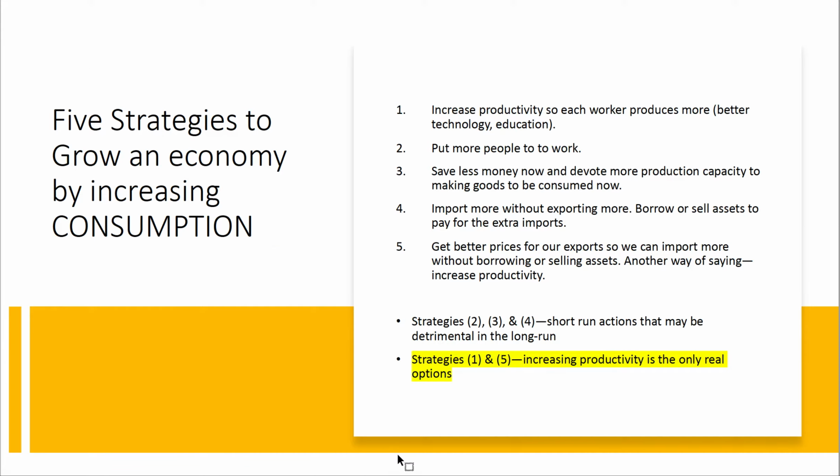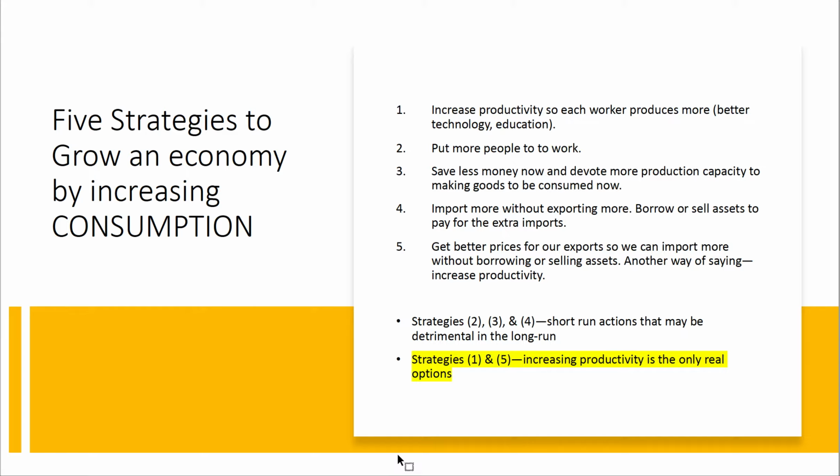Okay, so five strategies to grow an economy by increasing consumption. One, you increase productivity, so everybody produces more. Two, you put more people to work. Three, you save less money now and you devote more to production. Four, you import more goods without exporting more. And five, you get better prices for our exports so we can import more without borrowing or selling assets, which is another way of saying you increase productivity.